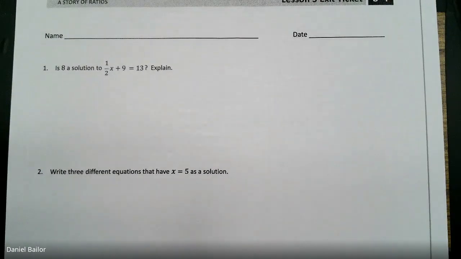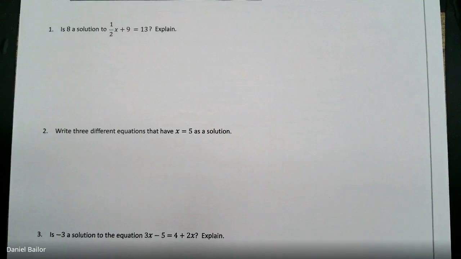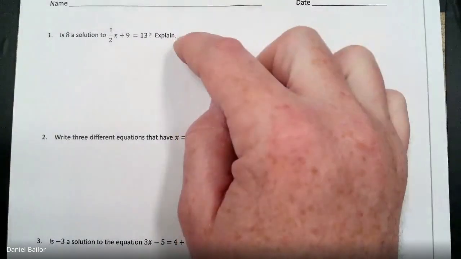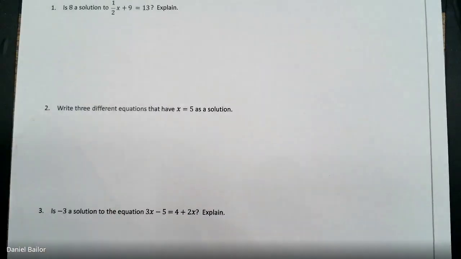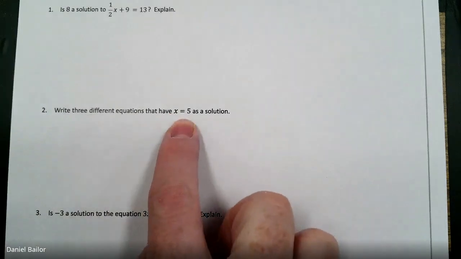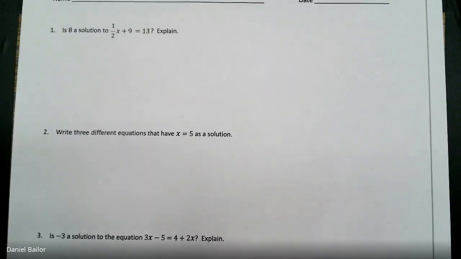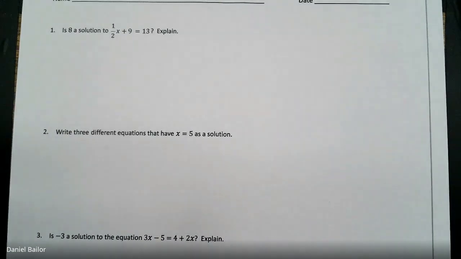After you check your answers and you feel comfortable doing this math, then go back to page 23, your exit ticket, and work on the 3 exit ticket questions, all asking, are these solutions? So number 1, is 8 a solution? Number 3, is -3 a solution? Number 2 is a fun one, 3 equations that work with x equals 5. But this page 23, is what you take a picture of and turn that in on the Google Classroom to show me that you have mastered these skills. So that's what you're doing.